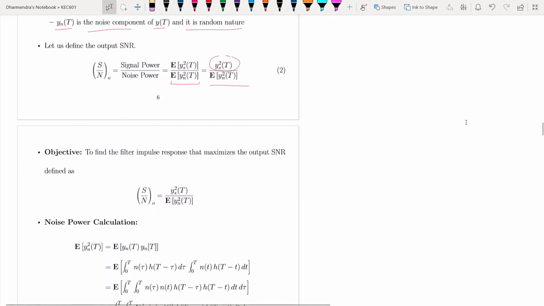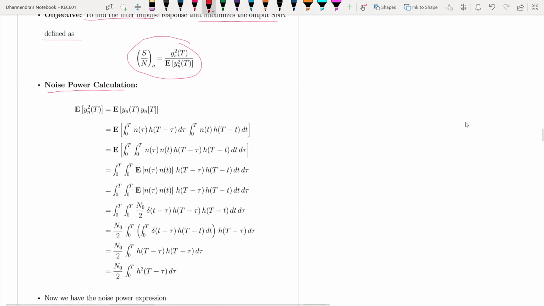Now our objective is to find the filter response that maximizes the output SNR, defined as this. To do this, first I have to calculate the noise power, which is defined like this. You can easily prove that this mean is 0. So the mean is 0, and the second moment will be the noise power.